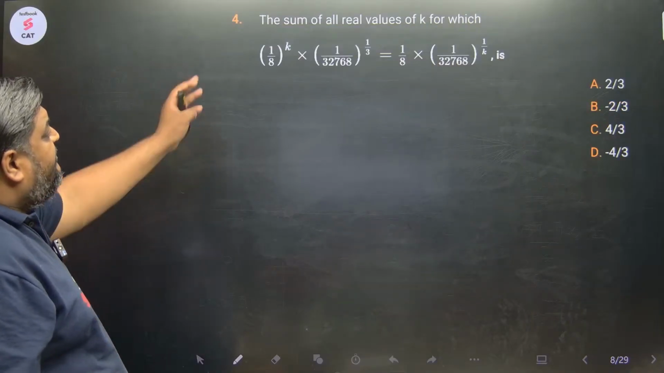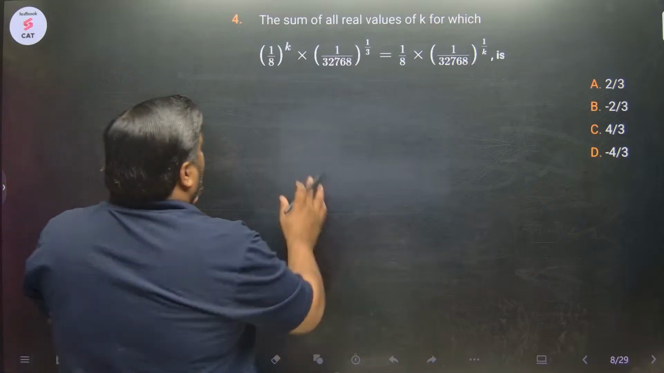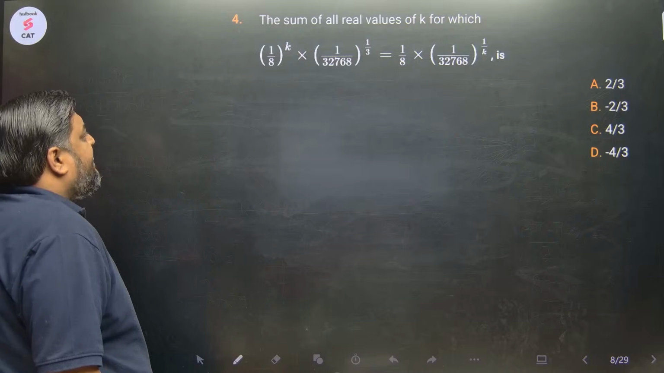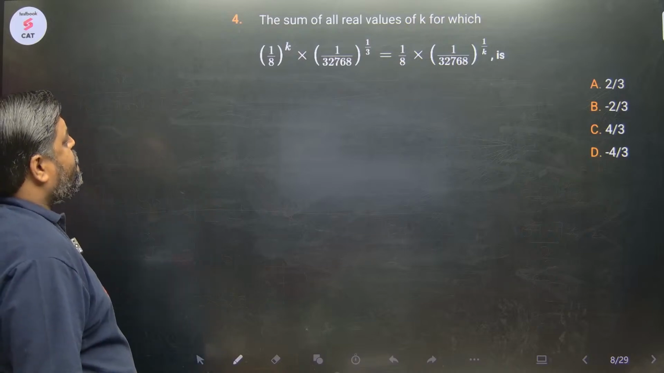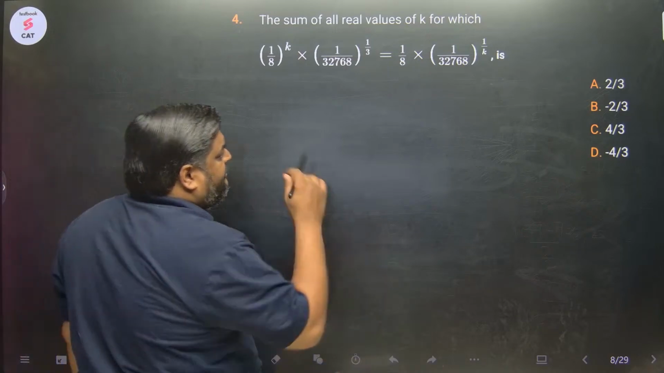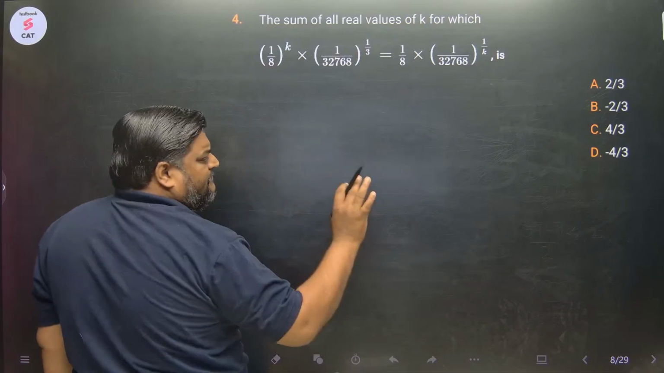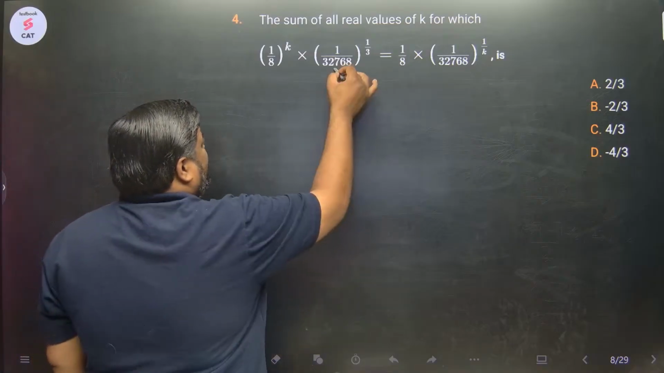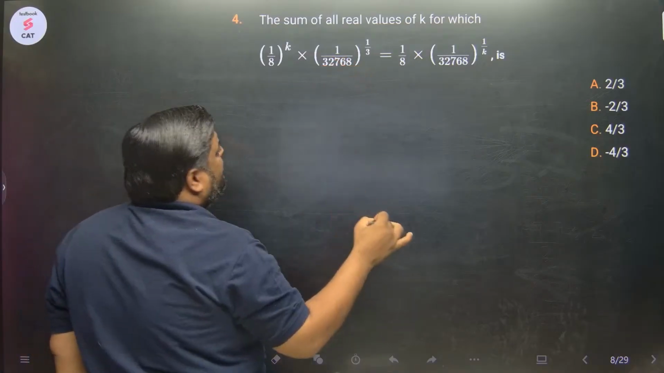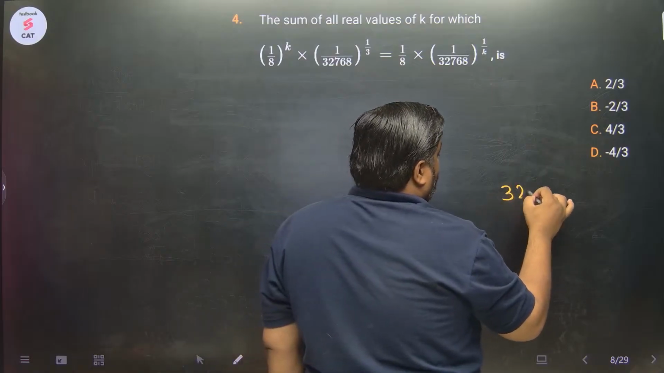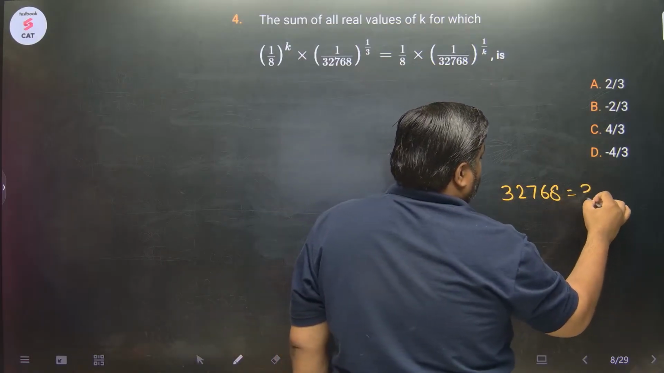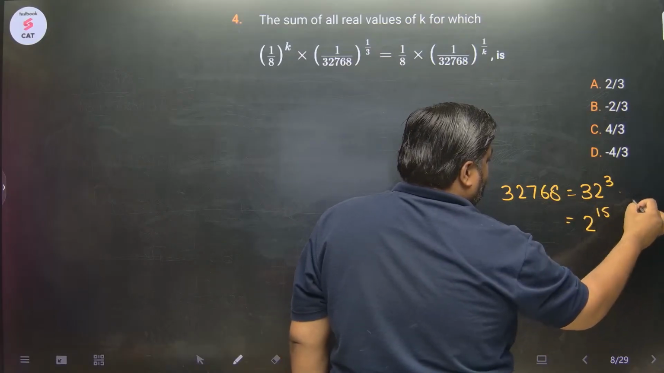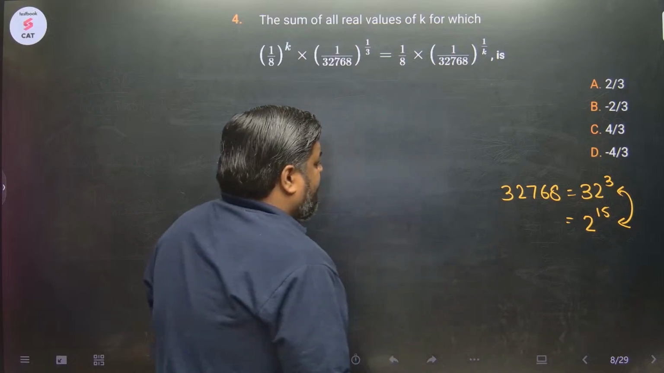The sum of all real values of k for which this equation is satisfied. Okay. So guys, देखो करना क्या है, एक्सपोनेंट का प्रॉब्लम है. This is a problem from exponents. ये भी, this is 1/32. 32 का cube, 32768, is 32 cube. So this can be written as 2 raised to the power 15.